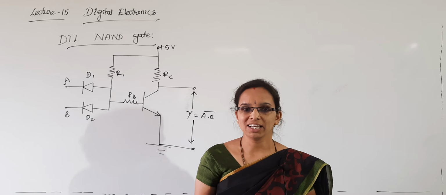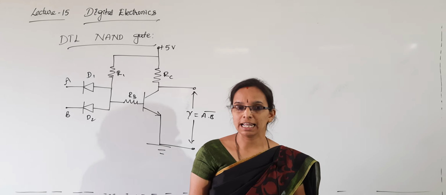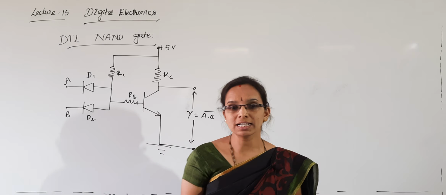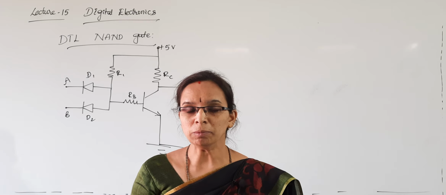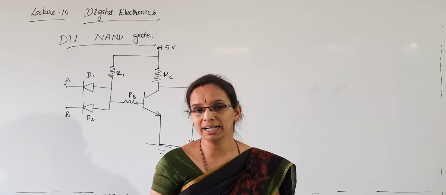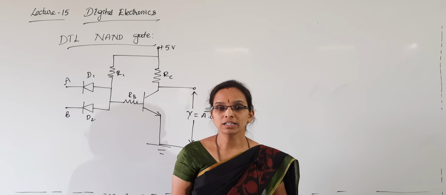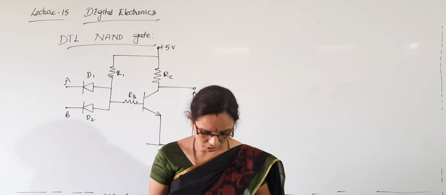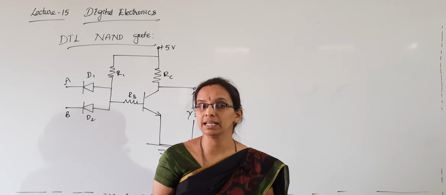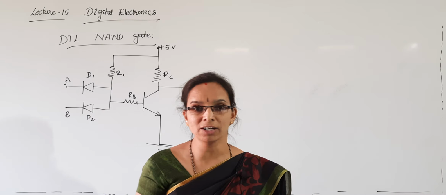We are in digital electronics. The last topic was the DTL NAND gate. NAND and NOR gates are called universal gates because we can implement all other gates using NAND and NOR gates, that we have studied. Also we have discussed the NAND gate truth table and also the NOR gate truth table, symbol, everything. Now we are in circuit analysis of NAND and NOR gate.